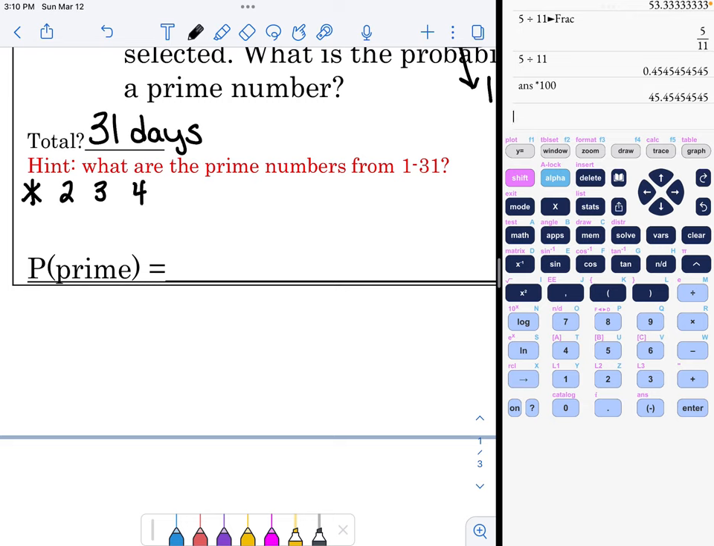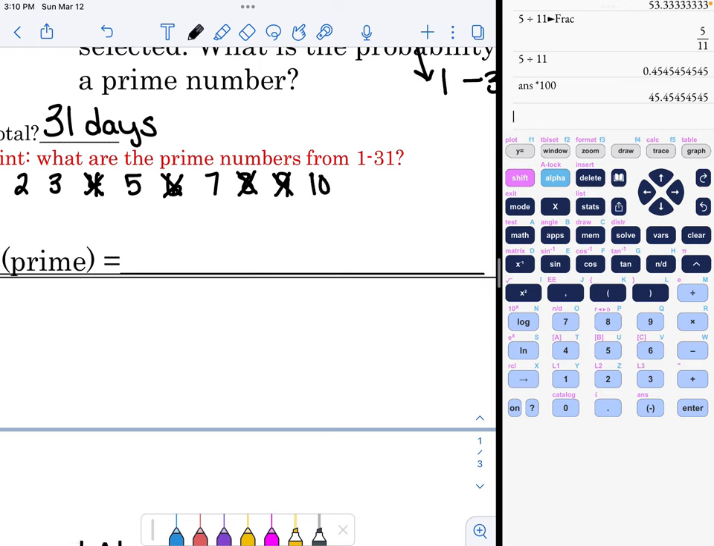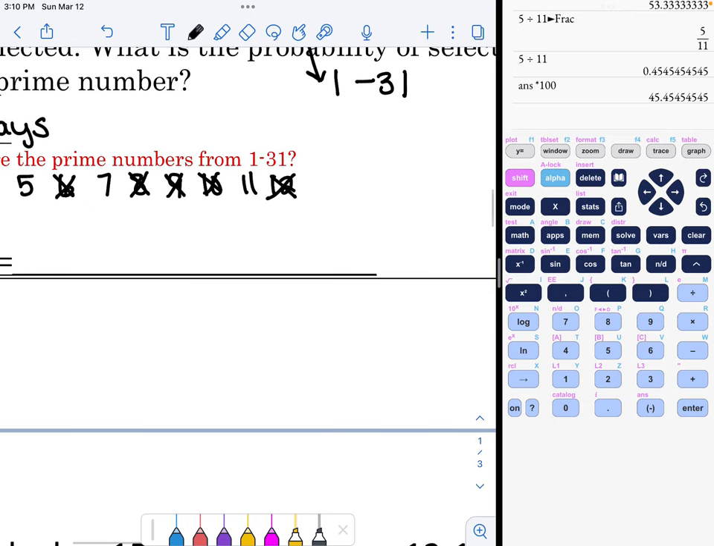3 is a prime number. 4 is not because it can get divided by 2. 5 is a prime number. 6 is not because you can divide it by 2 and 3. 7 is. 8 is not because you can divide it by 4 and 2. 9 is not because you can divide it by 3. 10 is not. 11 is because you can't divide it by anything except 11 and 1. This is only factors. 12 is definitely not because we got 3, 4, 2, and 6.